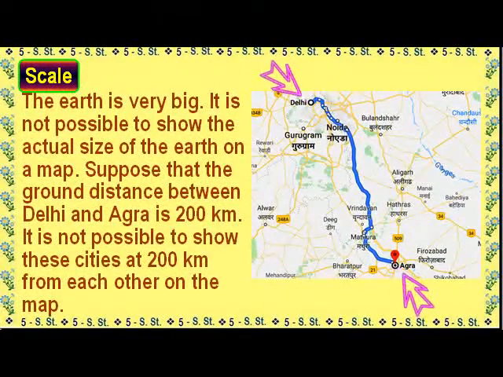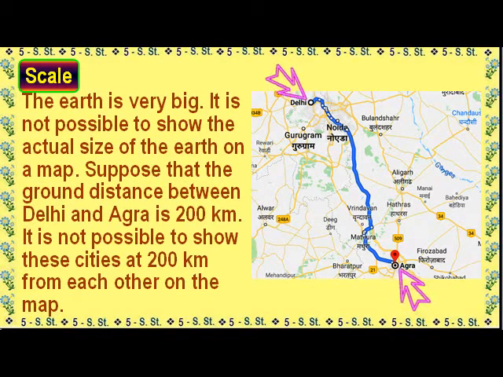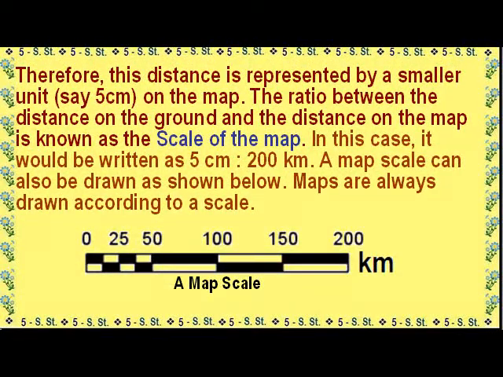Scale. The Earth is very big. It is not possible to show the actual size of the Earth on a map. Suppose that the ground distance between Delhi and Agra is 200 kilometers. It is not possible to show these cities at 200 kilometers from each other on the map. Therefore, this distance is represented by a smaller unit, say 5 cm on the map.